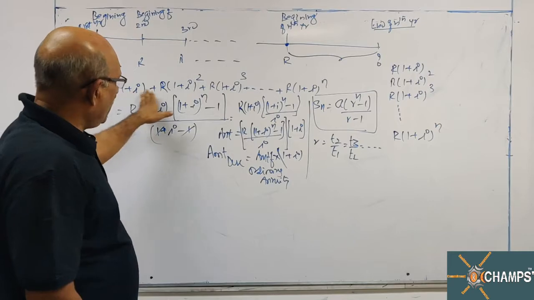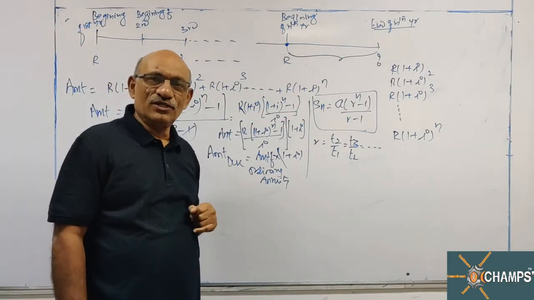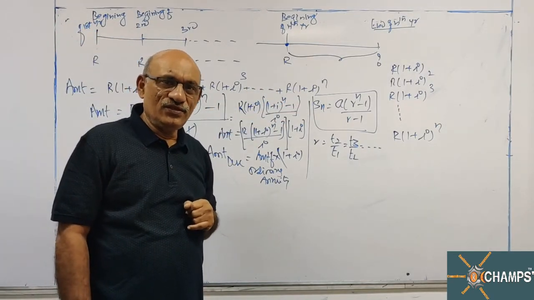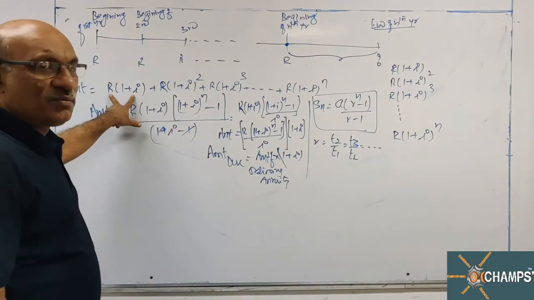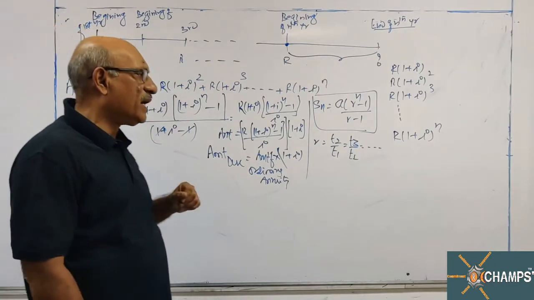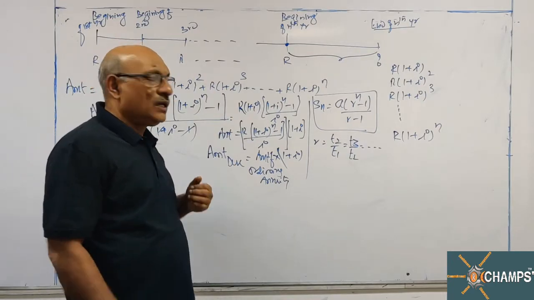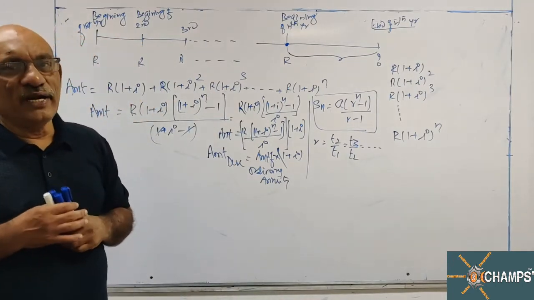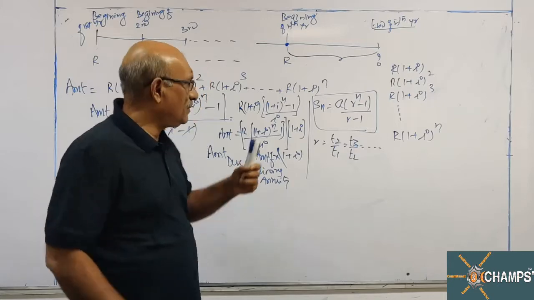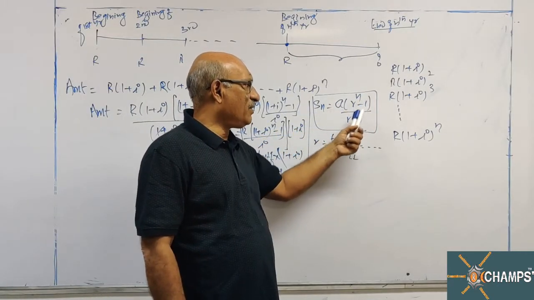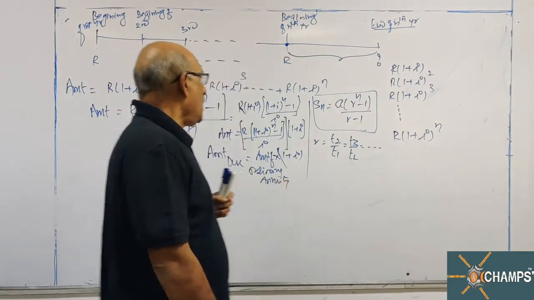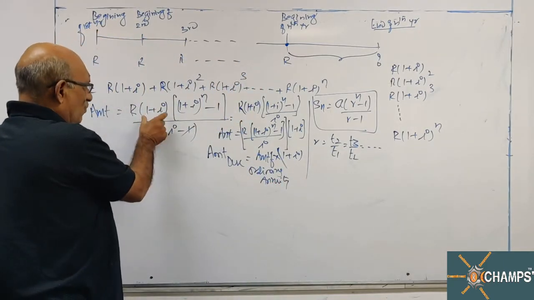Now this series is in geometric progression, whose first term is R into (1 plus I) and whose common ratio is 1 plus I. Now there is a formula in geometric progression to find the sum. Sn is equal to A into (R to the power of n minus 1) by (R minus 1). So first term is R into (1 plus I).